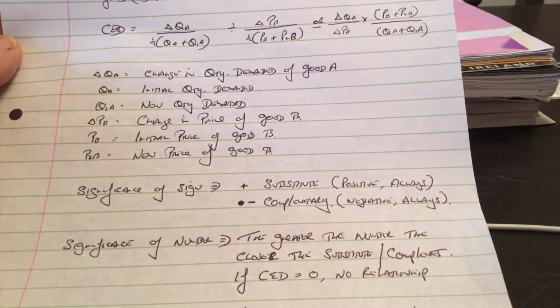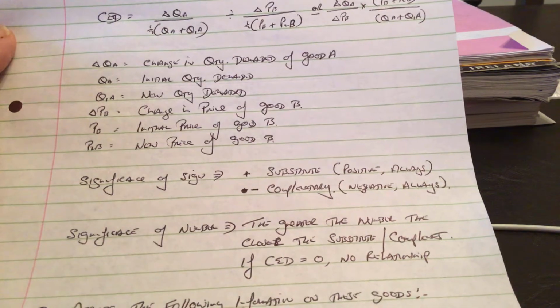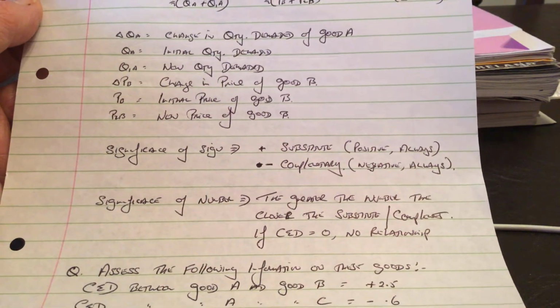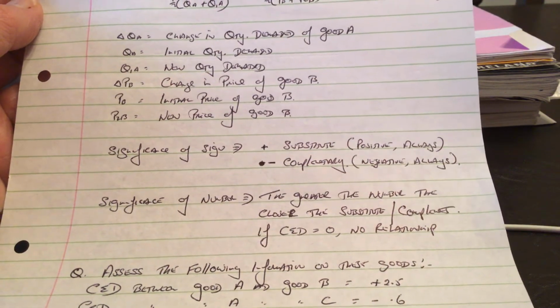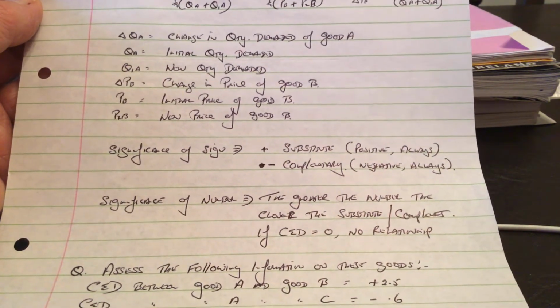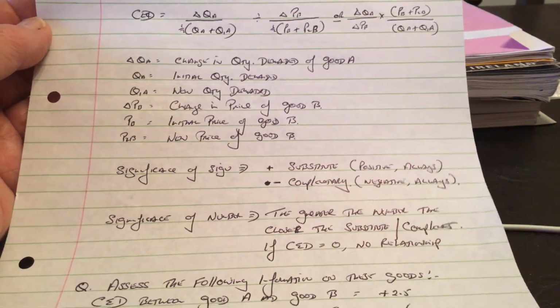Now, the significance of the sign here, if it's a plus, it's a substitute good, always. If it's a minus, it's a complementary good, always. The significance of the number, the greater the number, the closer the substitute. The greater the number, the closer the complement. If CED is equal to 0, there's no relationship.